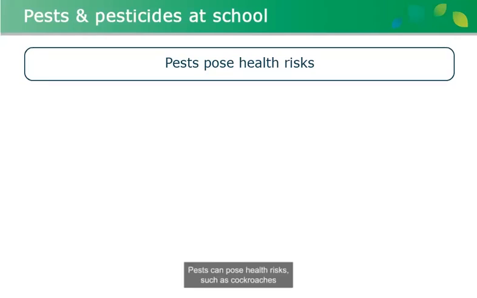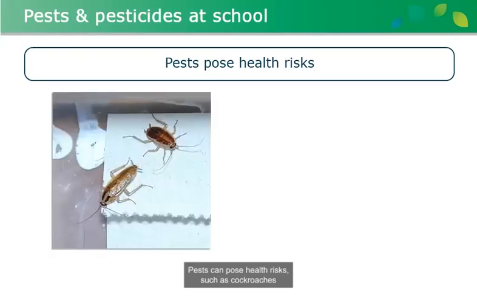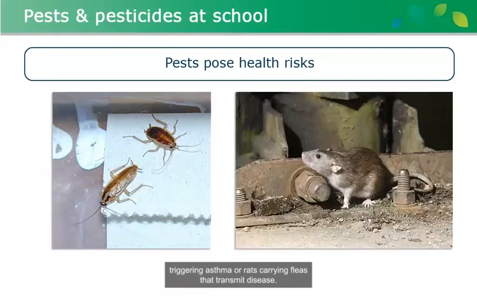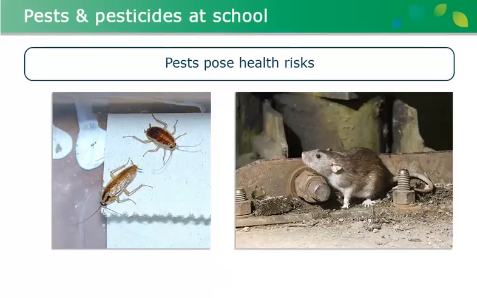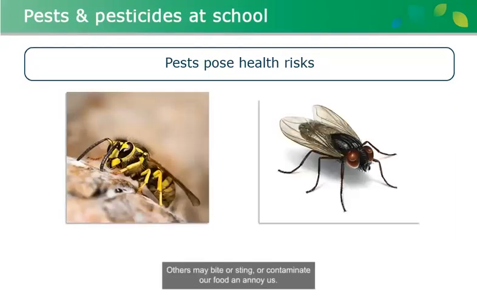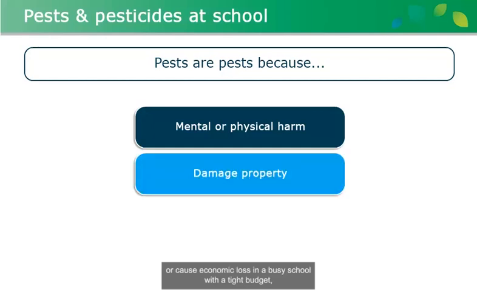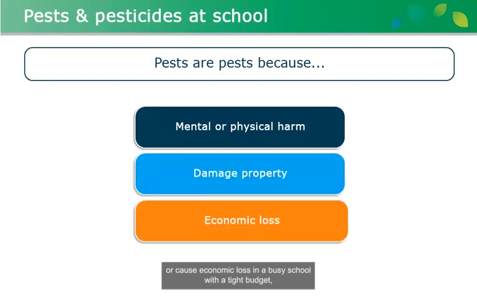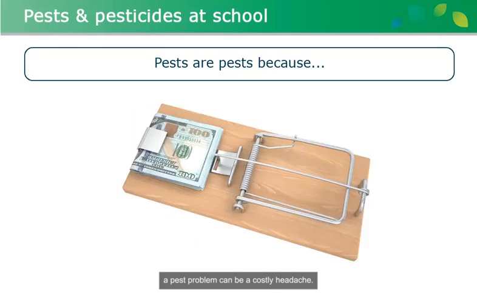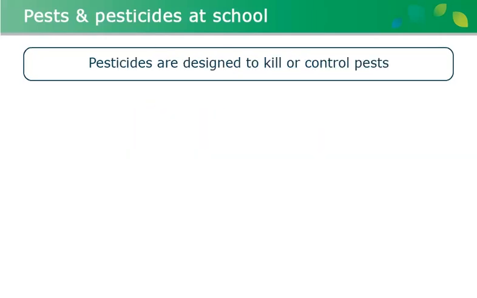Pests can pose health risks, such as cockroaches triggering asthma or rats carrying fleas that transmit disease. Others may bite or sting or contaminate our food and annoy us. Pests can harm us mentally or physically, damage property, or cause economic loss. In a busy school with a tight budget, a pest problem can be a costly headache.